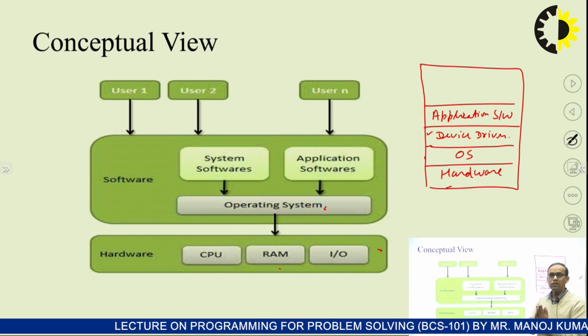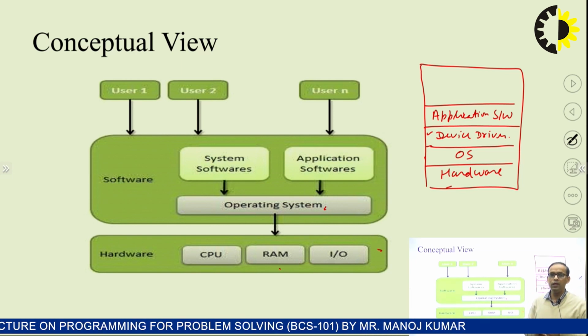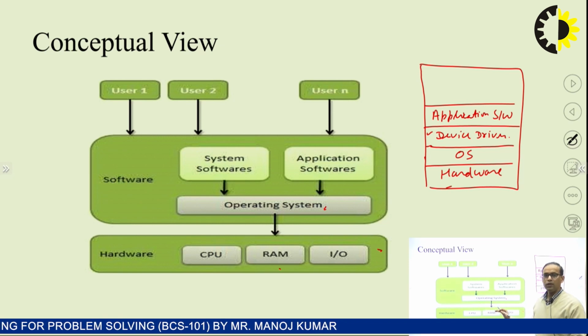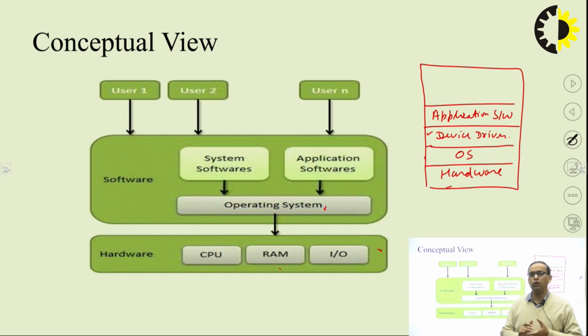Our computer system basically consists of both hardware and software. In hardware, there are different components like the processor, RAM, and input-output devices. In software, there are two types: system software and application software. The best example of system software is the operating system, and application software is used for a specific purpose, like library management, hospital management, or MS Office. The user generally interacts with and works on the application software. So this is the whole conceptual view of our computer system.